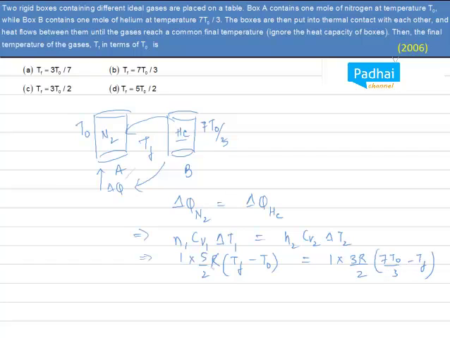Right. So I can cancel R and 2 from both sides. What I'll get is one equation: 5TF minus 5T0 equals 7T0 minus 3TF. If I rearrange, I get TF equal to 12T0 divided by 8. So this will be equal to 3 by 2 T0. So this is the TF. That means option C is correct.